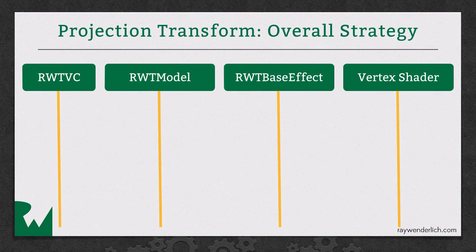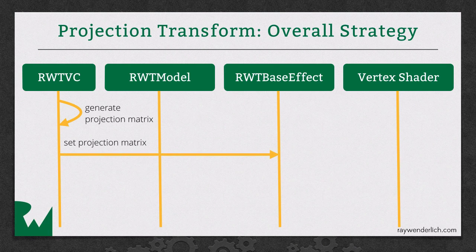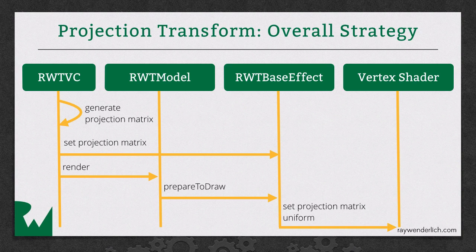Let's take a look at the overall strategy for how this projection transform is going to work. So this time there's 4 players. There's the RWTViewController, the model class, the base effect, which is the class representing the shader, and then the shader itself. The view controller is going to generate the projection matrix and pass it over to the RWTBaseEffect. Why? Because we want to use the same projection matrix for everything in the scene. Next, when we render a model, it will always call prepareToDraw on the base effect. And what the base effect will do is pass that projection matrix onto the vertex shader. So now the vertex shader has 2 uniforms. One is the projection matrix and one is the model view matrix.